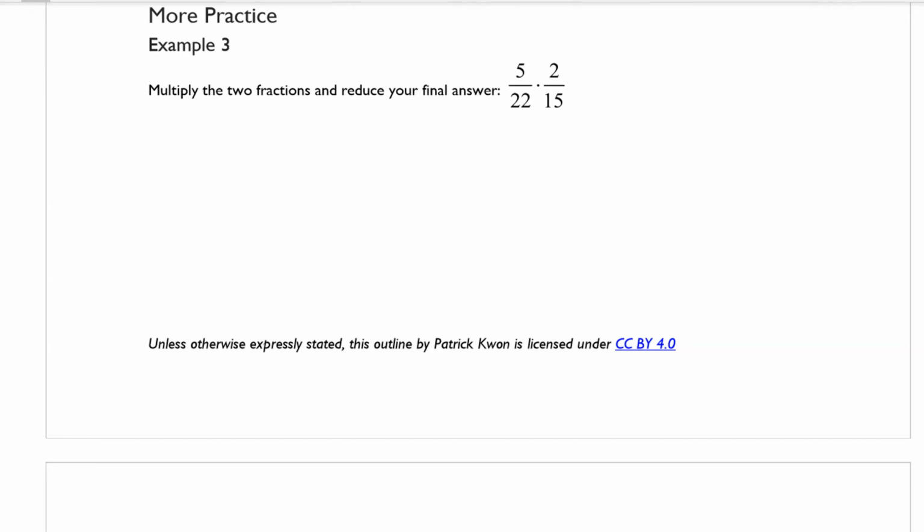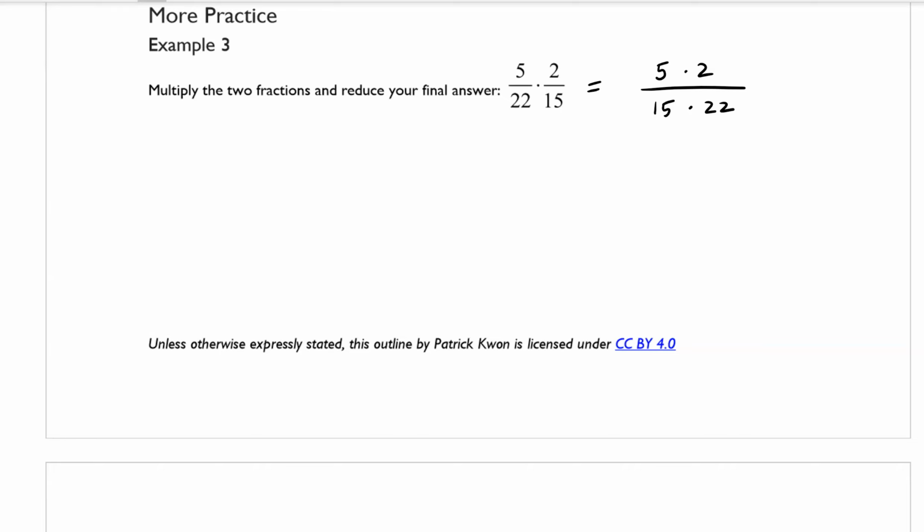Let's get some more practice with dealing with fractions. Example 3 wants us to multiply the two fractions and reduce our final answer. So we have 5 over 22 times 2 over 15. And if we follow the rules of multiplying fractions, where we multiply the numerators and multiply the denominators together, we'd get 5 times 2 over 15 times 22.